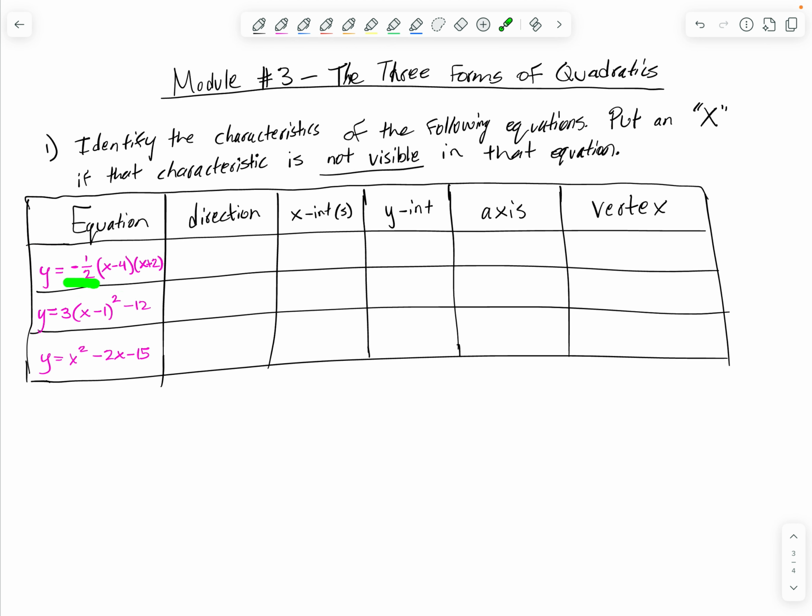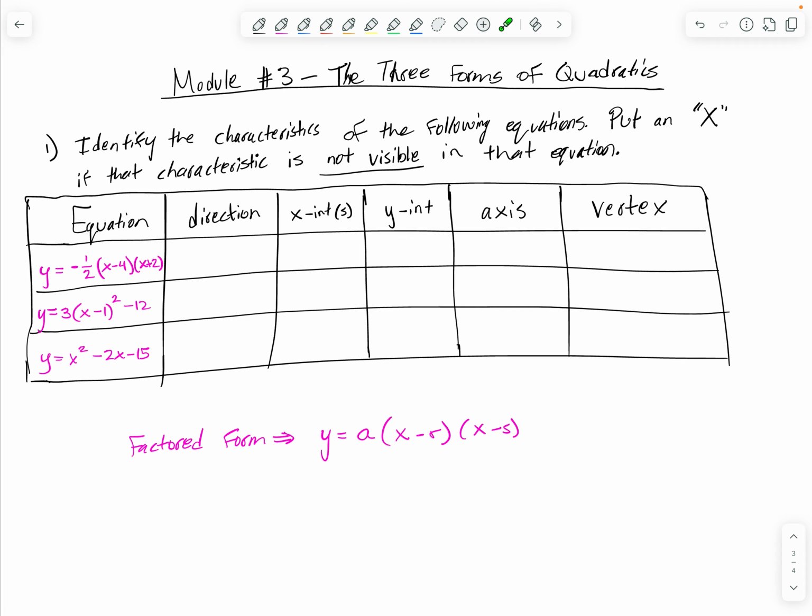Well, this looks like I have a number, and then 2 bracketed things, like 2 binomials. So this is what I call factored form. Just to remind yourself, factored form always looks like y equals a, a number a, and then x minus r, x minus s, where r and s are my zeros, and a is that factor. Okay, so that's what factored form is.